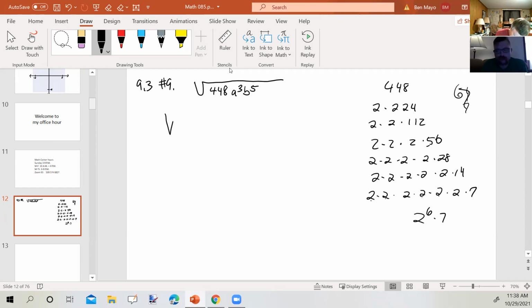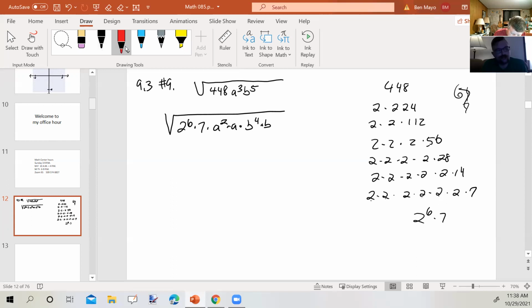So I'm going to go back over here and rewrite this as 2 to the 6th power times 7 times a squared times a times b to the 4th times b. And what I'm doing is, we talked about yesterday how you want the exponent on the base inside to either match the index or be a multiple of the index, okay? So 6, 2, 4, those are all multiples of the index.